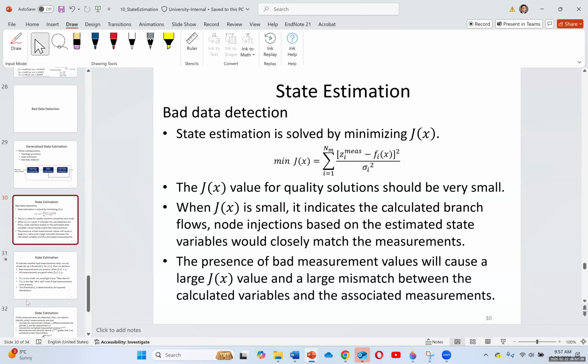State estimation is solved by minimizing J(x). The J(x) value for a quality solution should be very small. When J(x) is small, it indicates that the calculated branch flows and node injections based on the estimated state variables closely match the measurements. The presence of bad measurement values will cause a large J(x) value and a large mismatch between the calculated variables and the associated measurements.